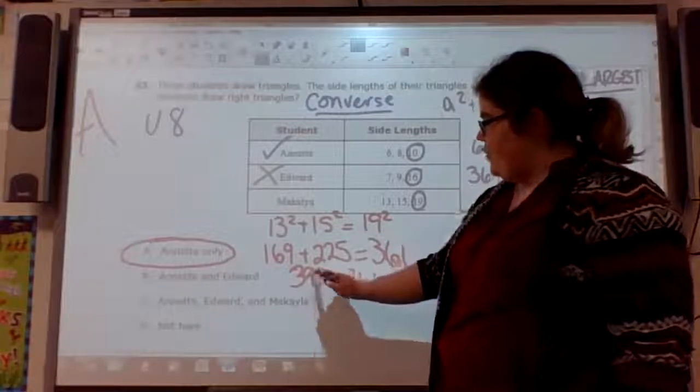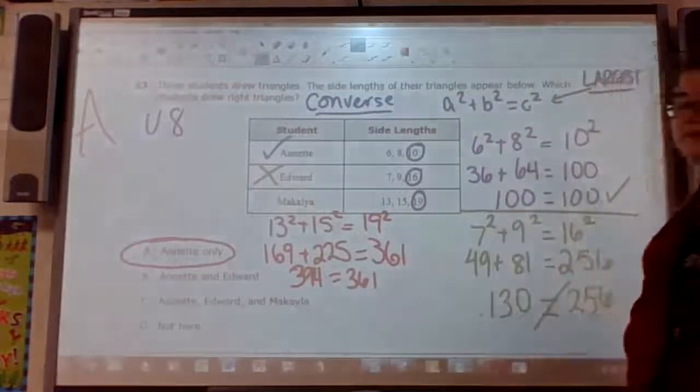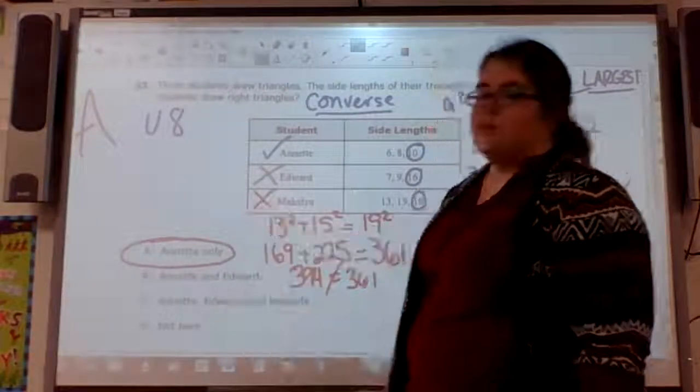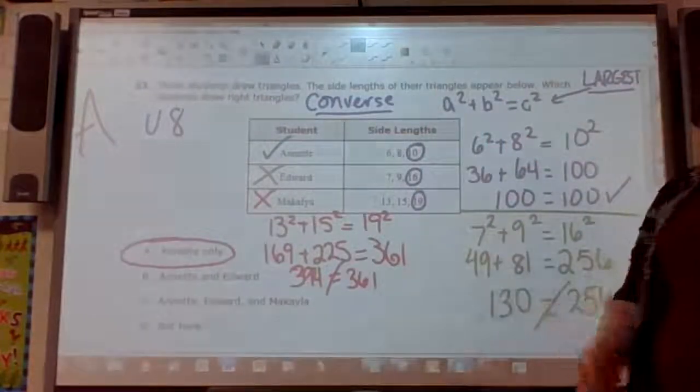Does 394 equal 361? No. That means this is not a right triangle. So the only one that was a right triangle was an N.